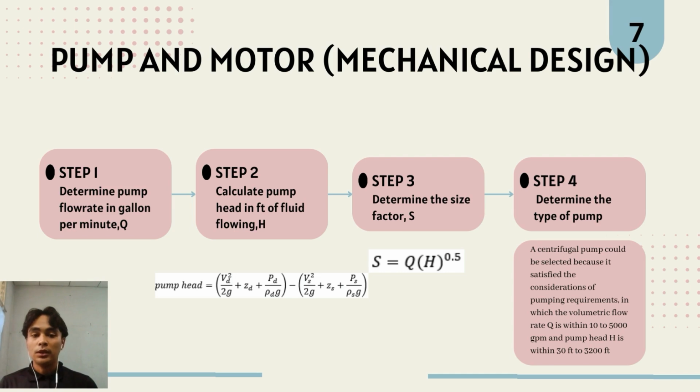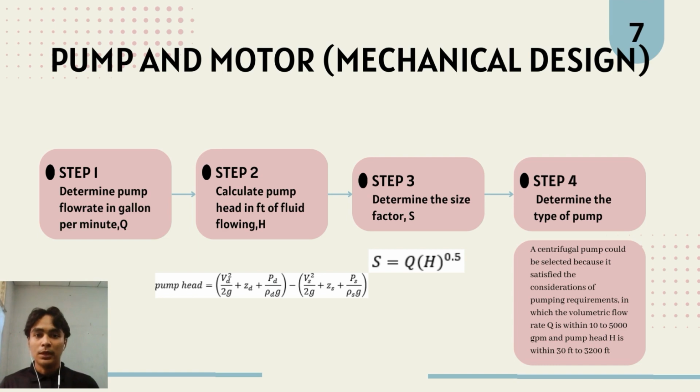The first step to calculate the pump mechanical design is to determine the pump flow rate, Q, preferably in gallons per minute. The second step is to calculate pump head using the pump head formula. As we can see, Z is elevation, V is velocity, P is pressure, and rho is the density of the fluid. Step 3 is to determine the size factor of the pump, S, using the formula S equals Q multiplied by H to the power of 0.5.